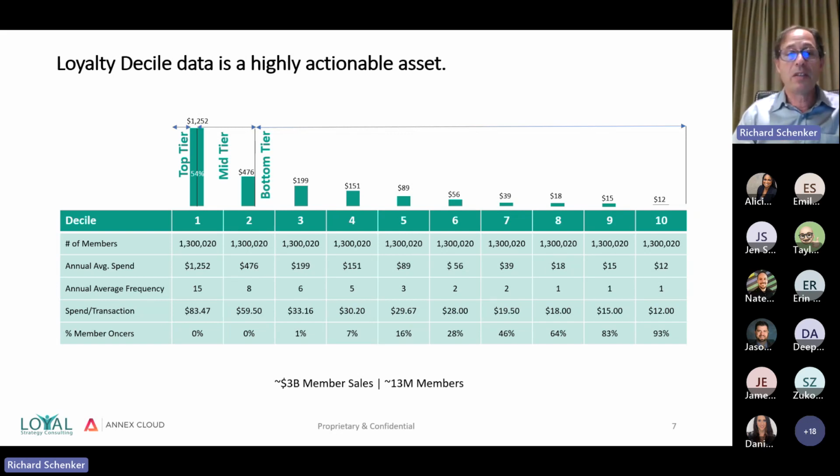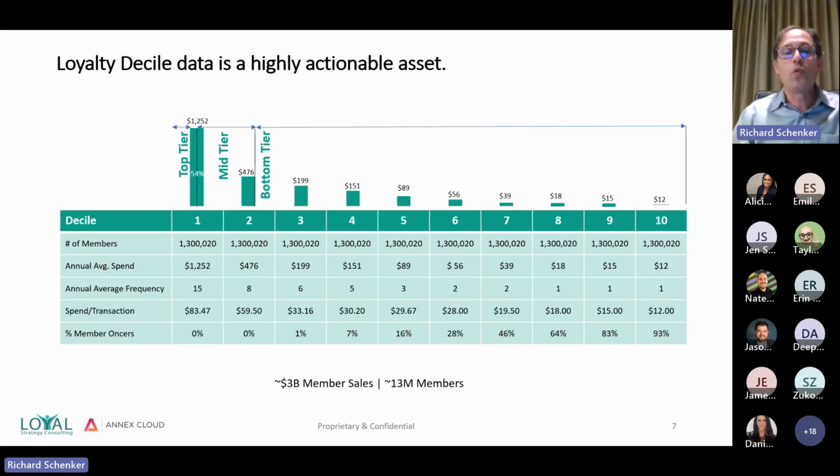Then from there, you can see that your mid tier, which is probably that next 5%, goes all the way down to halfway through the second decile. And then the bottom tier is everyone else. What's interesting is that the top tier spends $1,252 per year, whereas the mid tier on average spends $476 per year. And you can see the rest, who are in the bottom tier, spend significantly less.